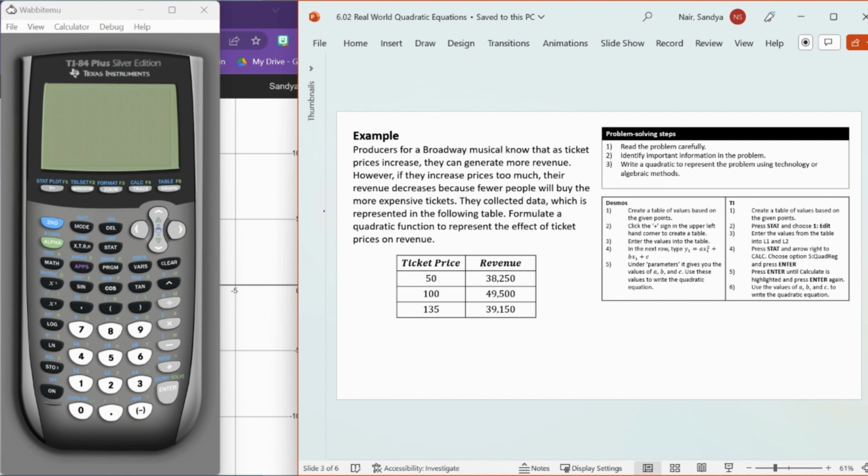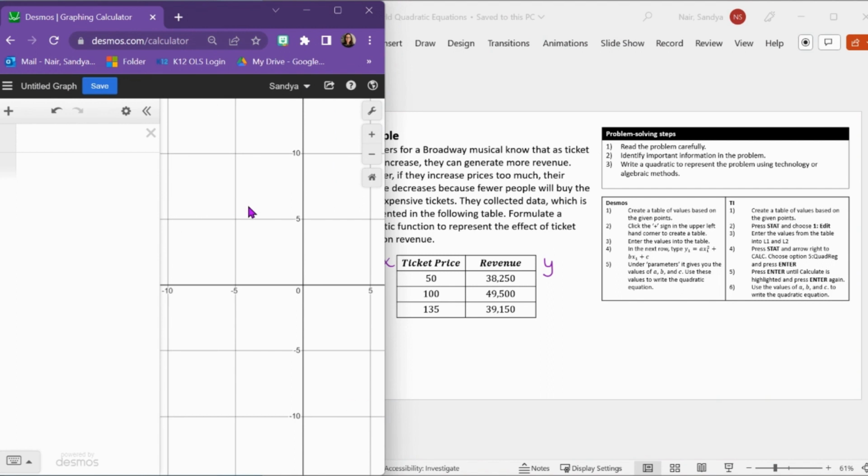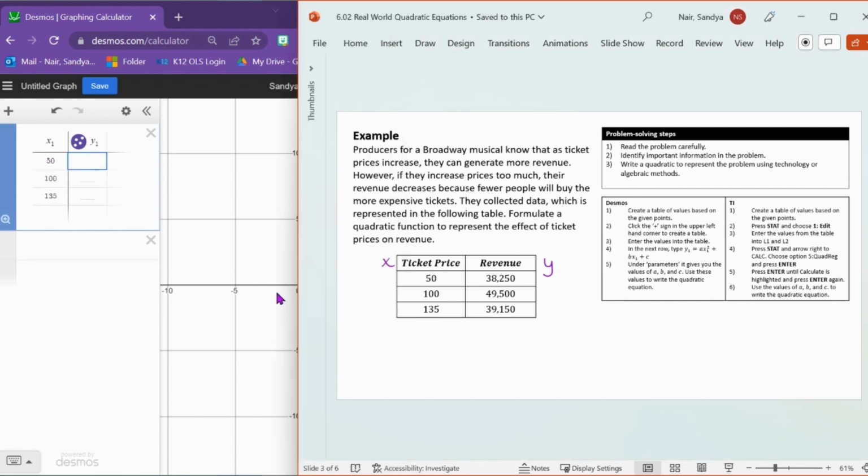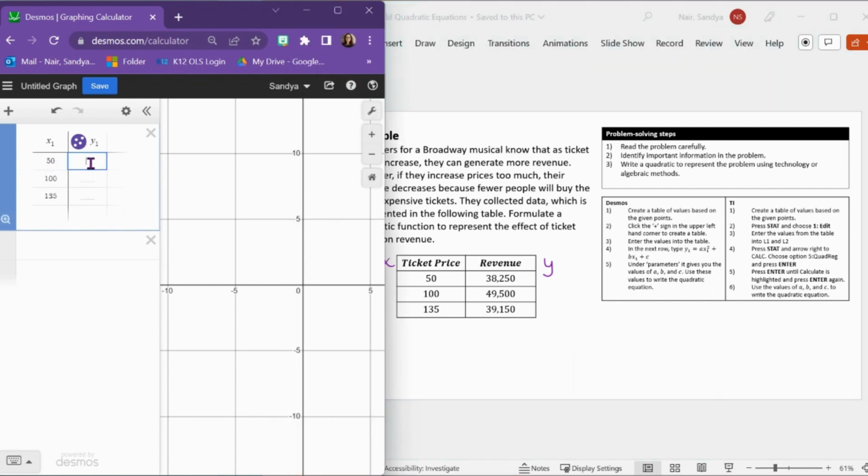So the input here is ticket prices, so I'm going to call that X. The output is the revenue, so I'm going to call that Y. And there's a lot of different ways we talked about formulating quadratic equations, but I'm going to do this using regressions in Desmos. So if I click the plus sign right here, remember I can generate a table and I'm going to type in the values that I have. So 50, 100, and 135. And then in the second column, I'm going to type in my Y values.